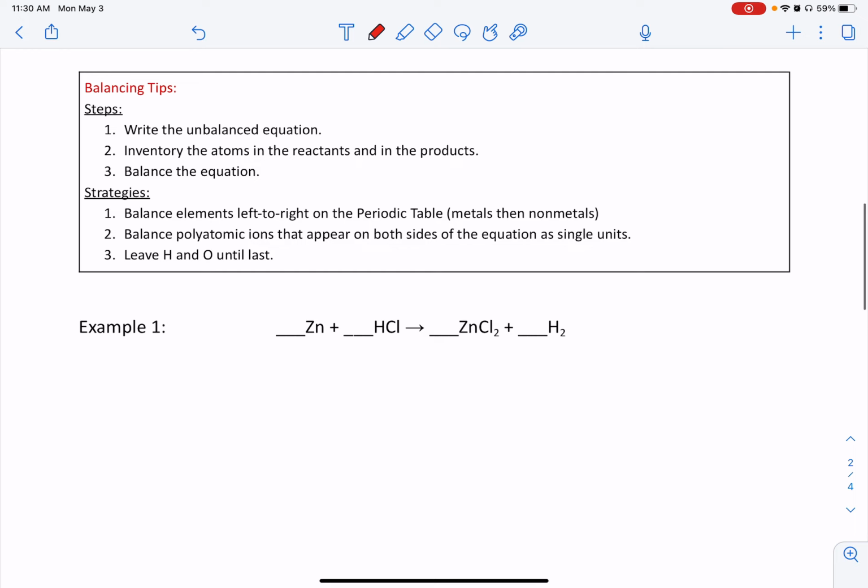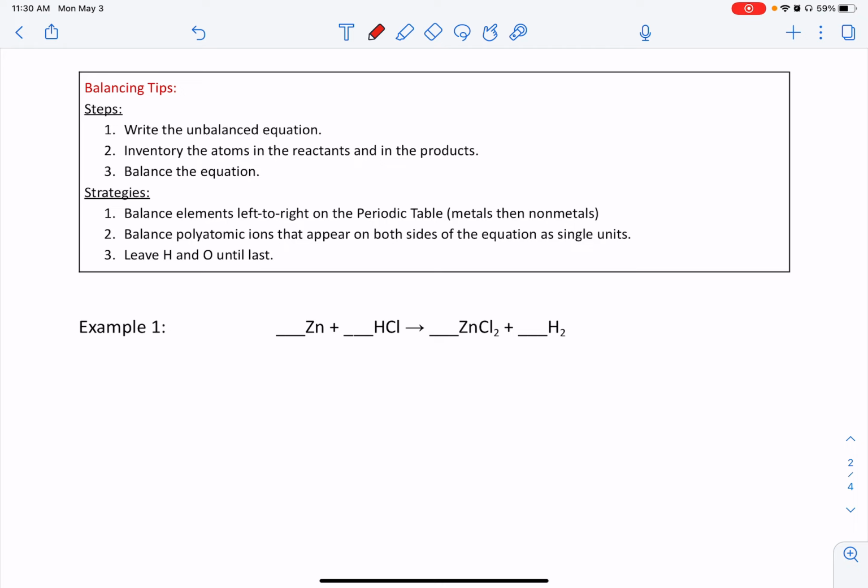Here are a couple tips that are very helpful. The first step you're going to do is write the unbalanced equation. So the equation without any coefficients or those numbers in front. Then it's helpful to inventory the atoms in the reactants and products. And we'll talk about what that looks like. You're going to count the atoms before and after the reaction. And then you're going to balance the equation.